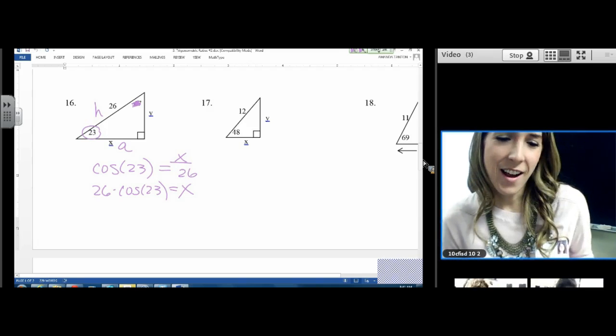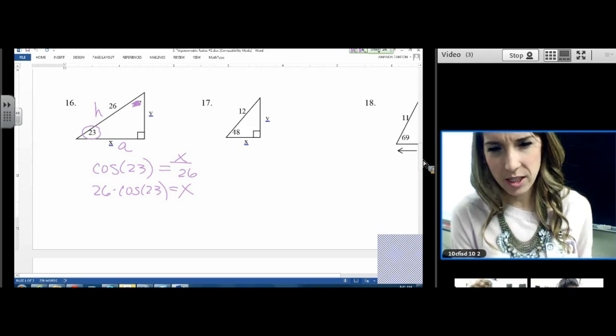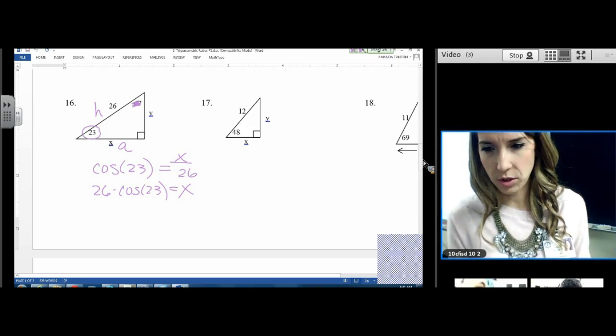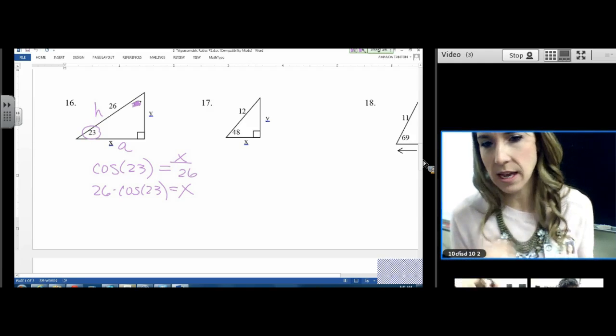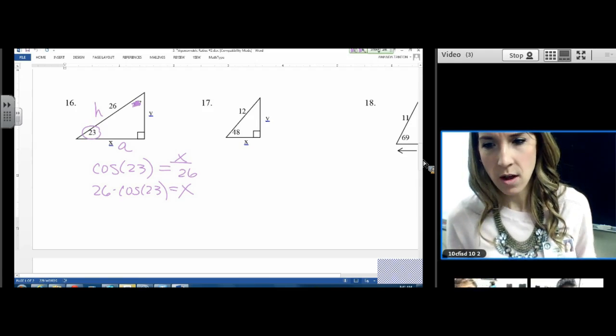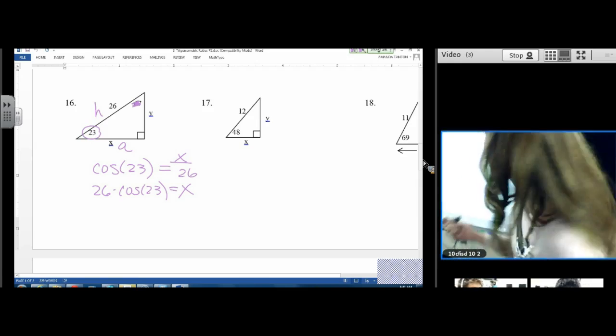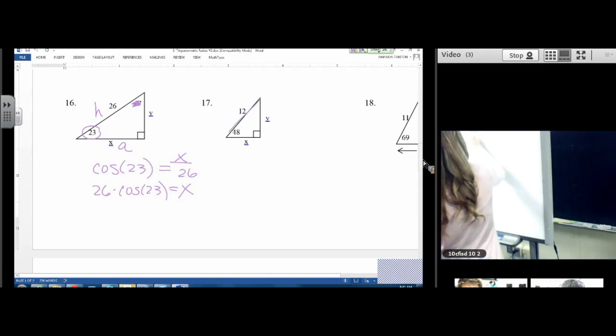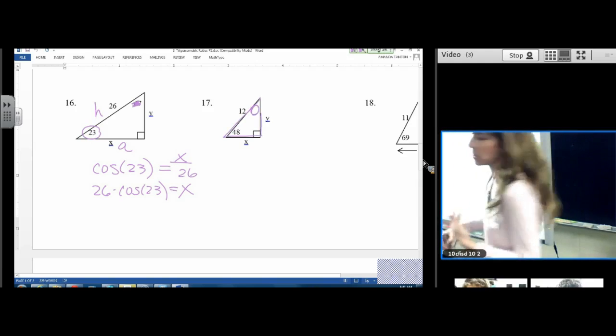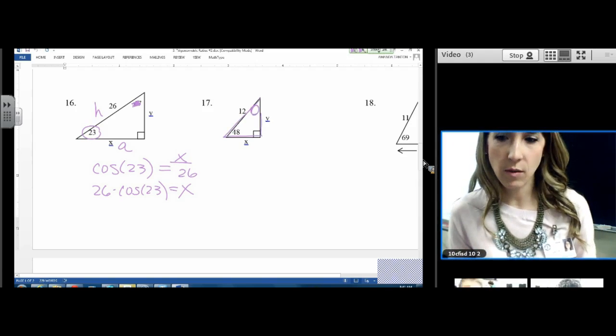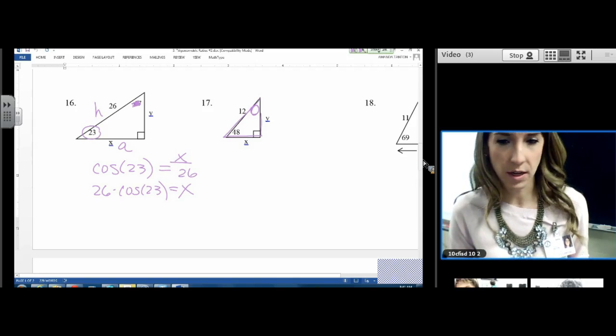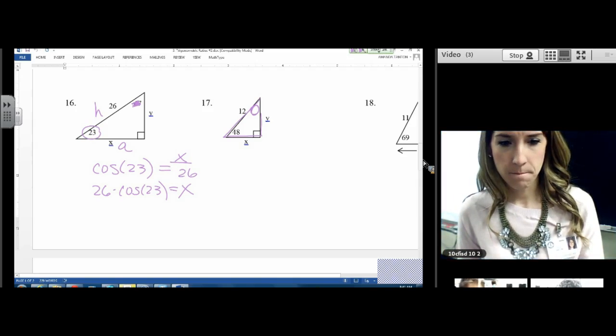Well, Tahir, the 67, it wasn't useless, but you only need one angle to do trig. You don't need two angles. So just pick either angle. You could have used the 67 or the 23. You know, guys, when you have a triangle, you can always find the missing angle. You just don't need it. You only need one angle, one of the acute angles in a right triangle to do trig.